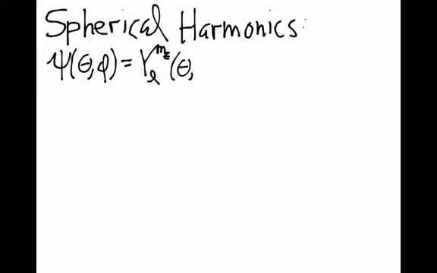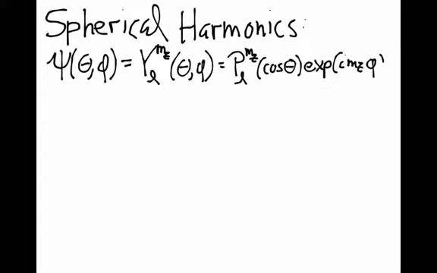And basically the wave function psi of theta and phi is equal to this function that we call big Y, with this funny subscript L and superscript m sub z, of theta and phi. And that in turn is equal to these associated Legendre polynomials P sub L superscript m sub z of cosine theta, times e to the i m sub z times the variable phi. So you get a fairly concise set of functions. We'll look at those functions in the next video.